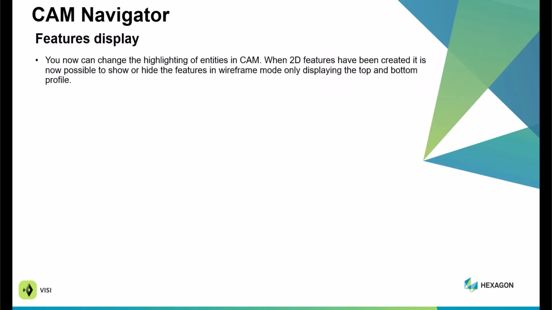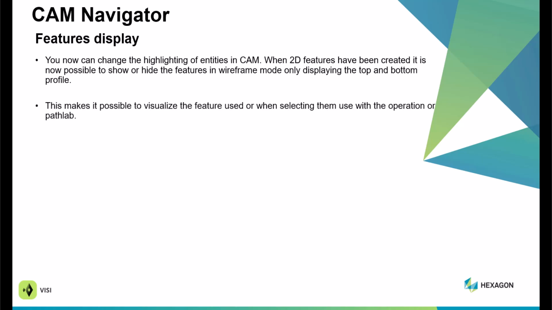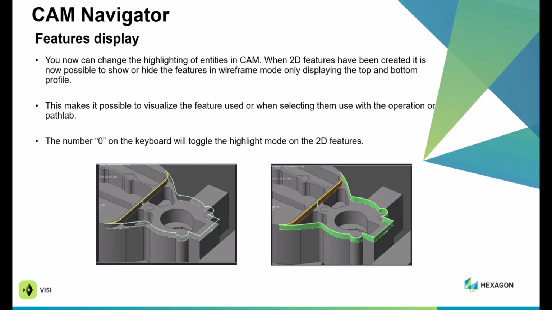Feature display. You can now highlight entities in CAM when 2D features have been created. It is now possible to show or hide features within the wireframe mode, and it will only display the features on top and the bottom of the profile. This makes it possible for easier visualization when using the selected operations or Path Lab. The 0 key will toggle this highlight mode.